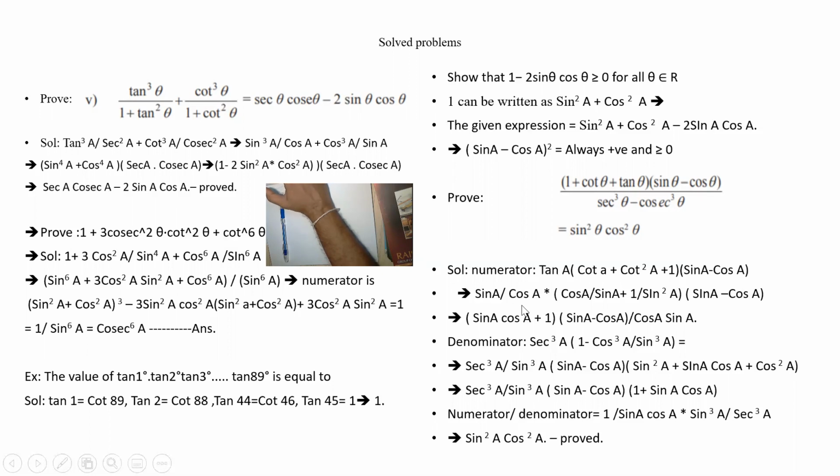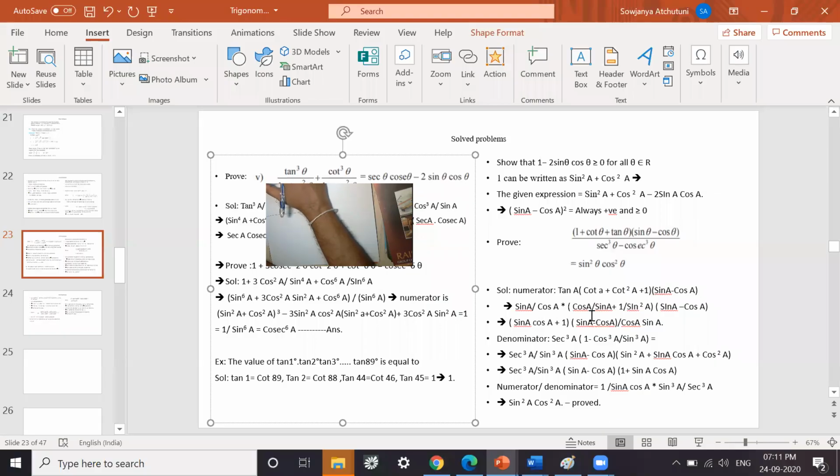So tan A is sin A by cos A, into cot A, which is cos A by sin A, plus 1 plus cot square A, and cot square A plus 1 is cosecant square A, that is 1 by sin square A. So when I take out, this is sin A cos A plus 1 into sin A minus cos A by cos A sin A. Because if I take sin square A here, this is sin A, I have to multiply. So we got this numerator.